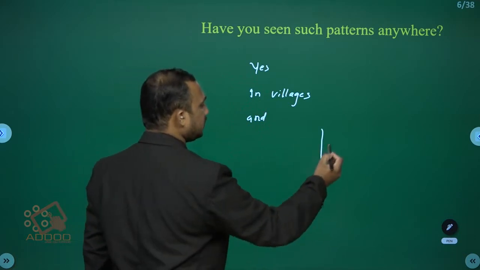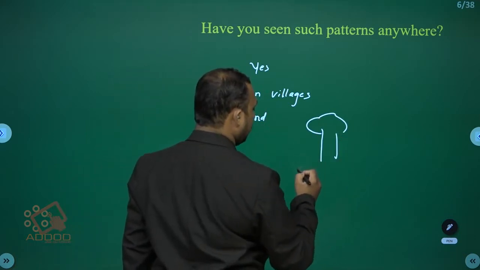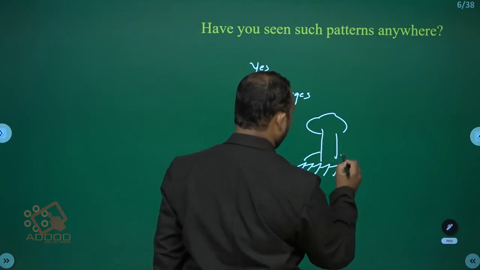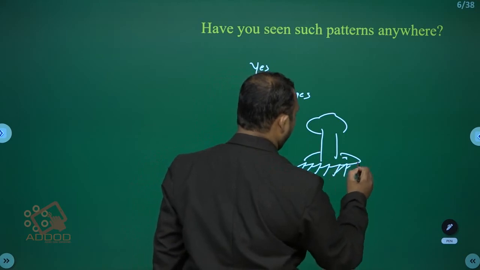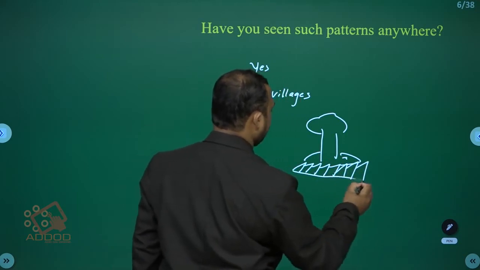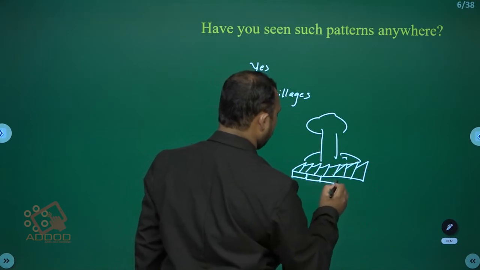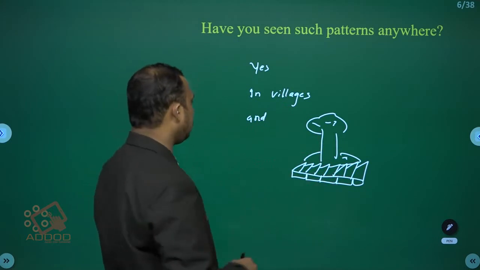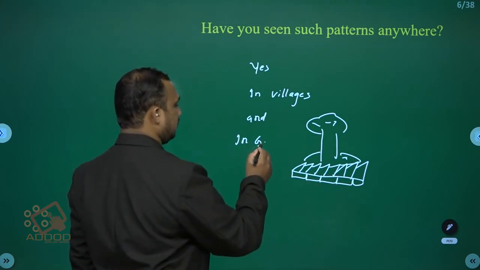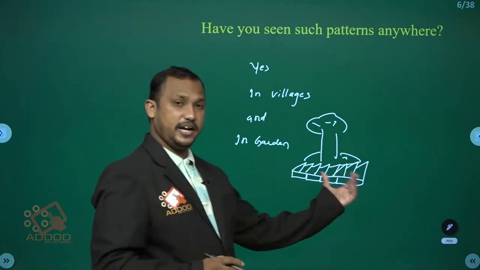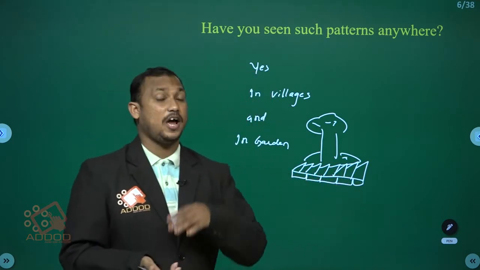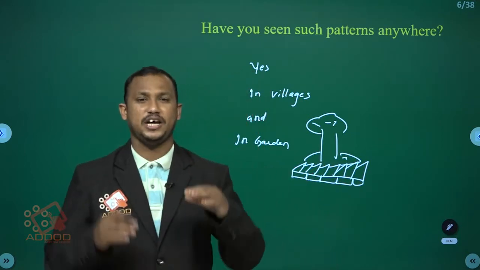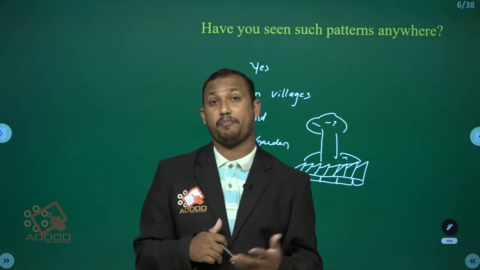Suppose here is a tree. Around that they will use some patterns like this. In gardens also we can see those patterns. In gardening areas also we can see that type of patterns, and in very small villages there also you can see different types of houses with different types of patterns.